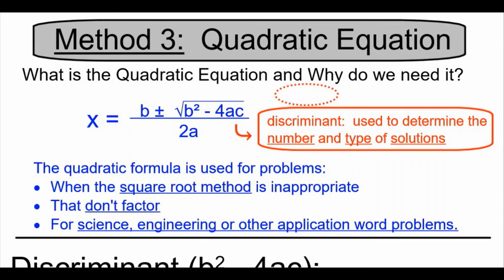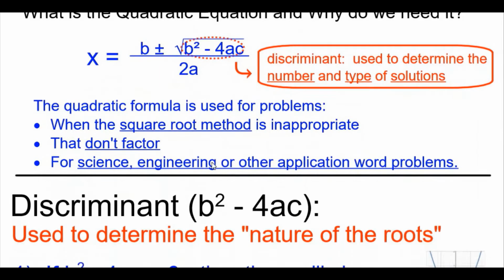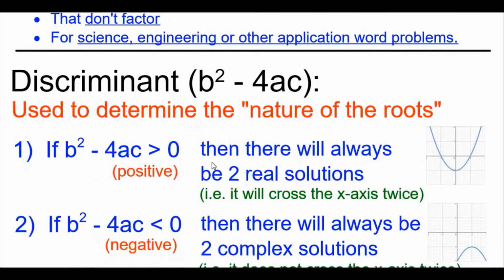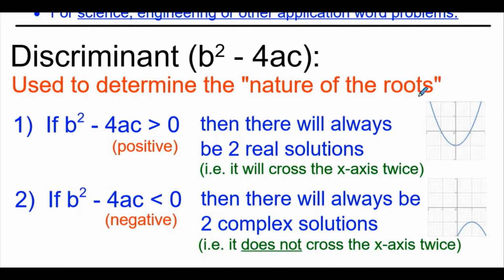So within the formula, there's a really special part of it right here, called the discriminant, and it is used to determine the number and type of solutions. What that means is it'll explain to you how many answers you have and whether or not they will be real or complex. So before we start doing any problems, let's take a look at what the discriminant actually does. So it is used to determine the nature of the roots. That's a Virginia SOL term that's typically used.